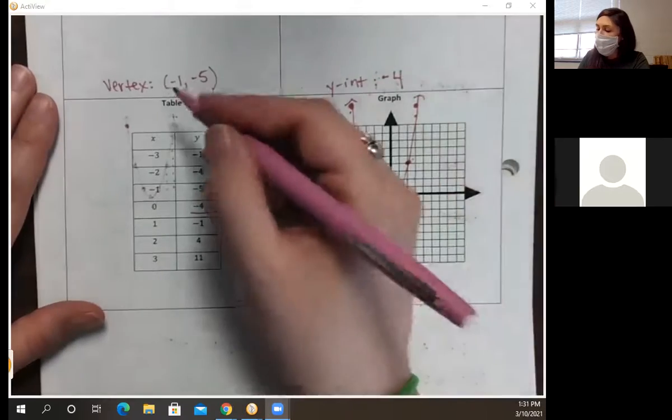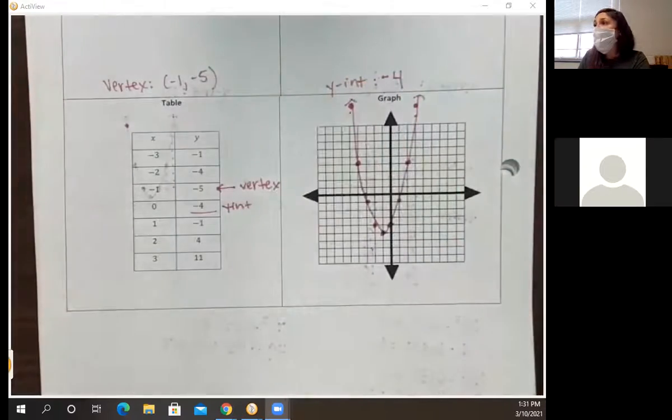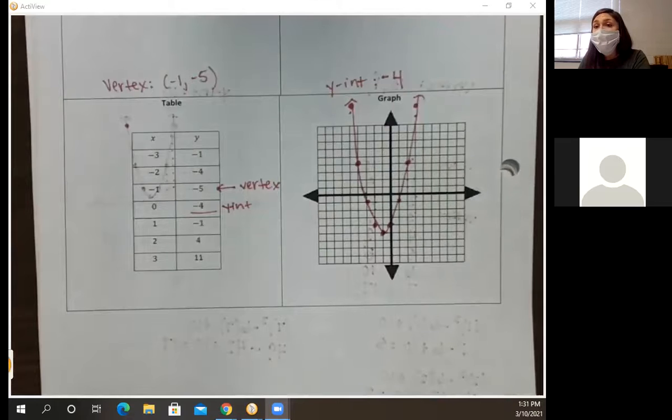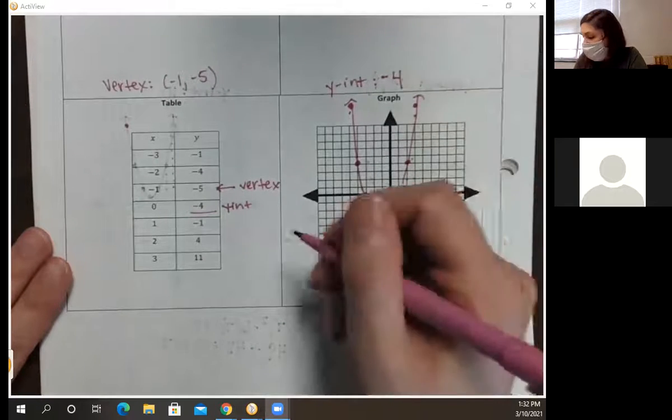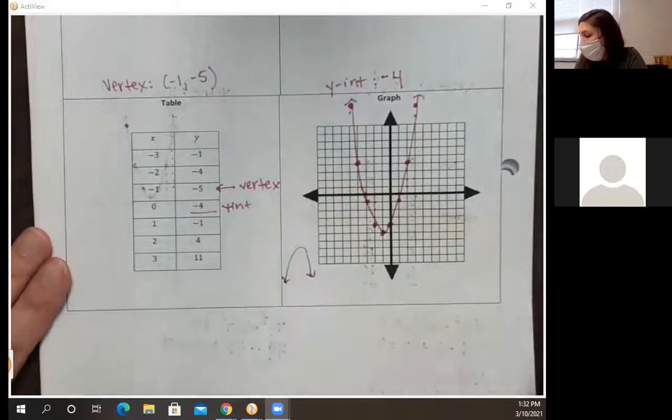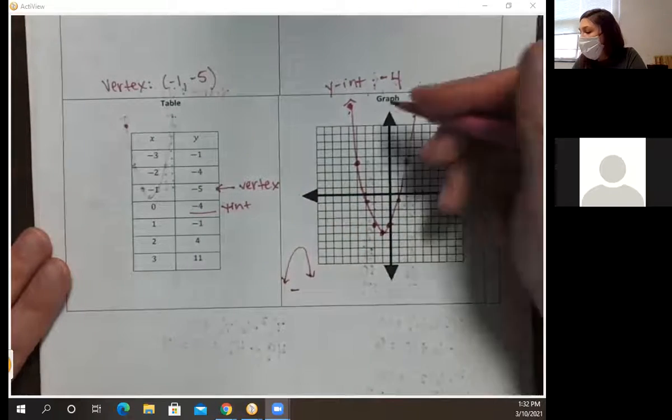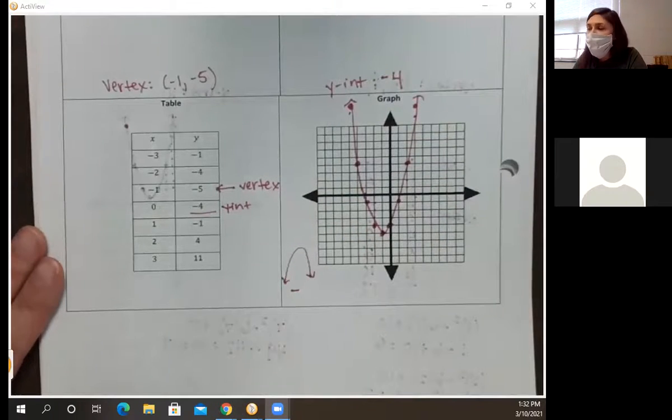Now I'm going to write vertex form because the most important piece that I need to write vertex form is the vertex, which I have. The other thing I need to take a look at is that lead coefficient, that A value that we talked about. So I need to look at the way my parabola is shaped to decide if I need anything in front of my thing in parentheses that I'm squaring. So I can see this parabola opens up. If it opened down, I would need to start off with a negative. Since it opened up, I know that lead coefficient will be positive.